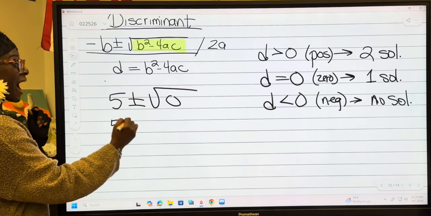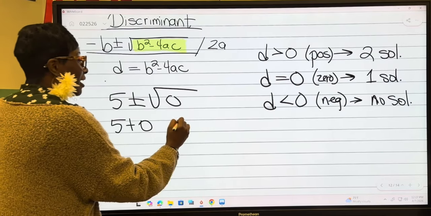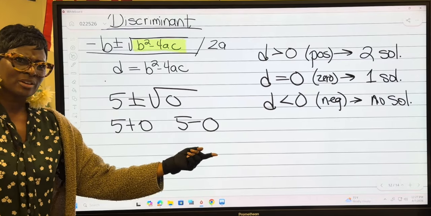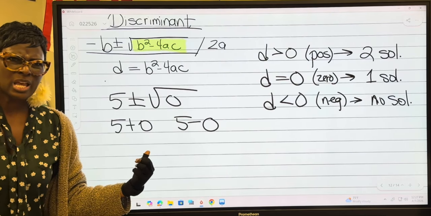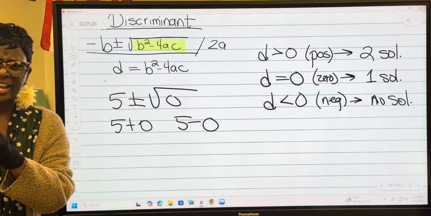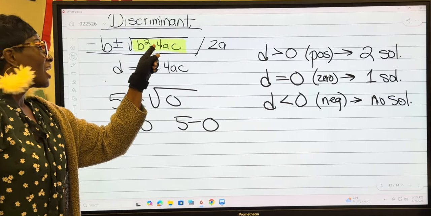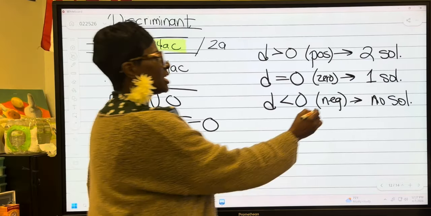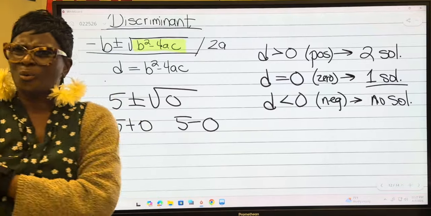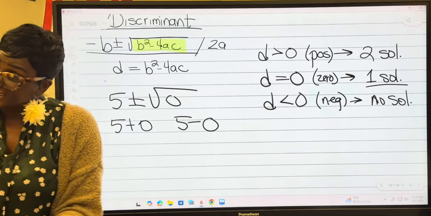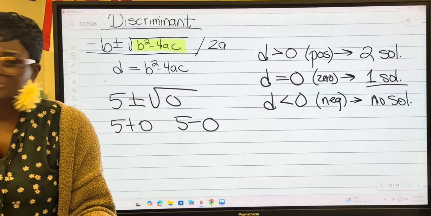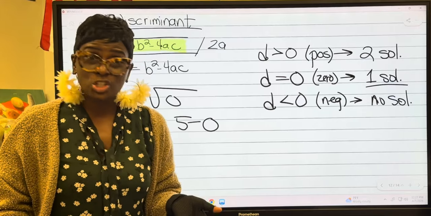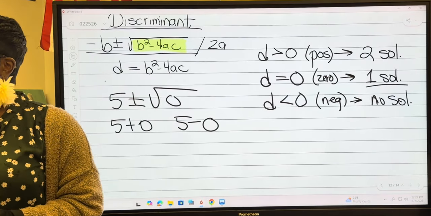So you're going to end up with 5 plus 0 and 5 minus 0. What's 5 plus 0? 5. What's 5 minus 0? Are you getting two different answers or the same thing? Same thing. So how many answers do you actually have? 1. So if your discriminant comes out to be a 0 inside, then you're going to have how many solutions, people? Only 1. Why? Because to add 0 and take 0 away is still going to give you the same thing twice. Does that make sense? Adding 0 and taking away 0 does not change your amount. Are you all following me?